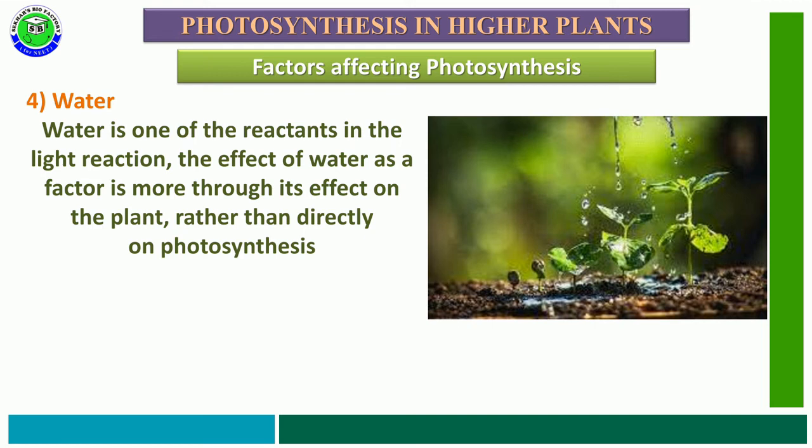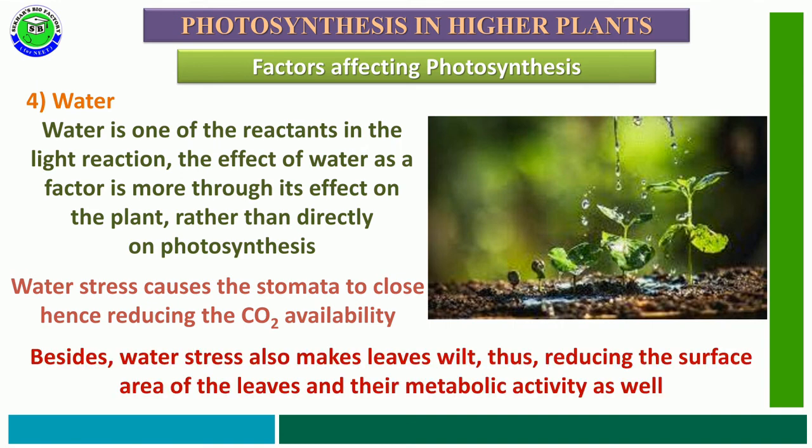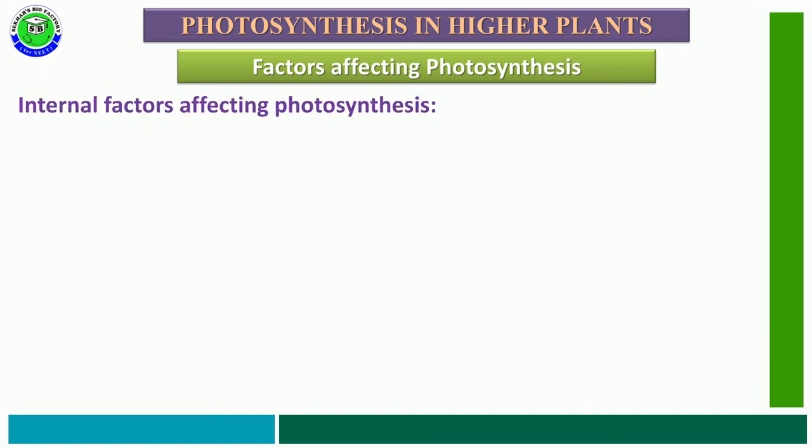The effect of water as a factor is more through its effect on the plant rather than directly on photosynthesis, because water stress causes closing of stomata. Whenever the stomata are closed, that can reduce CO2 availability in the plant. Besides this, water stress also makes the leaf wilt, reducing the surface area of the leaf, and their metabolic activity also slows down, which can decrease the rate of photosynthesis.